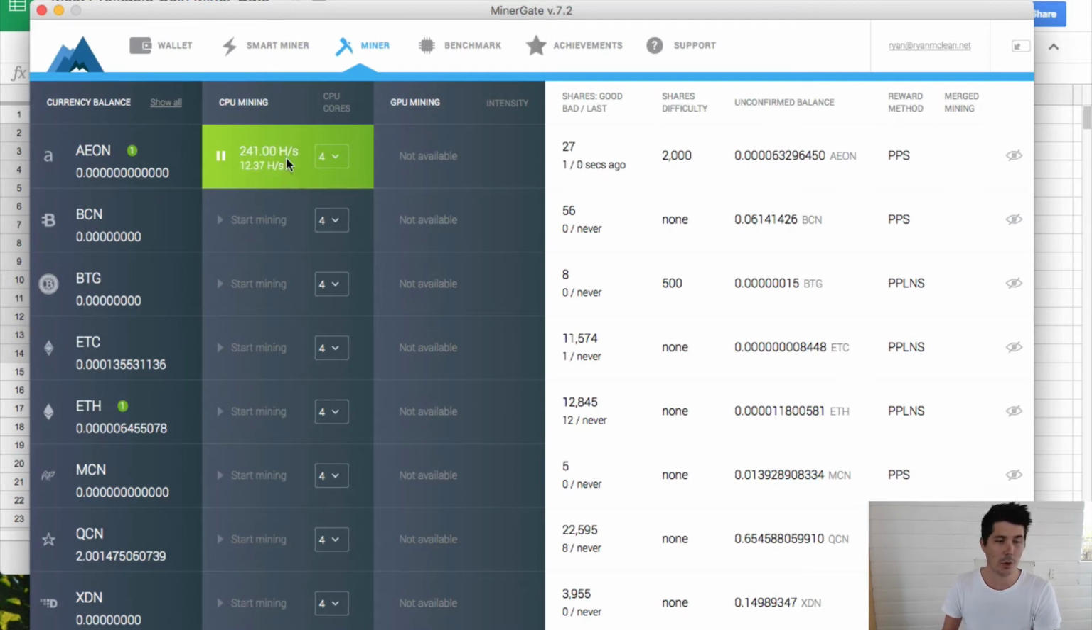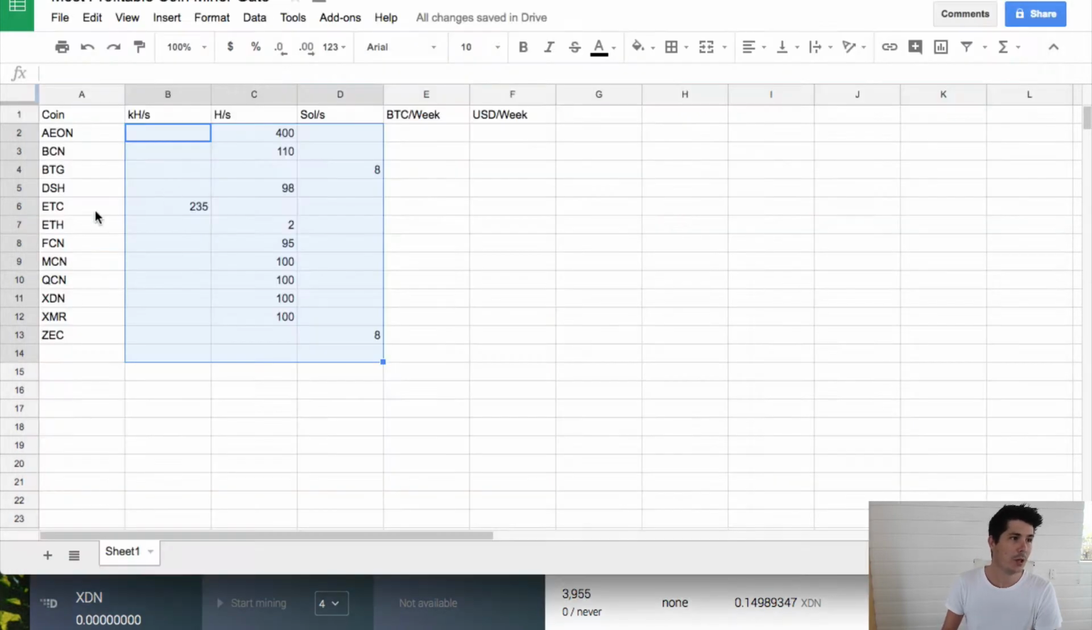Now my computer's recording video at the moment, doing some other stuff, so this is lower than what it would be. So the max for Aeon was about 400, or it kind of leveled out at around 400 hashes. So I went ahead and I wrote that down here, as you can see.